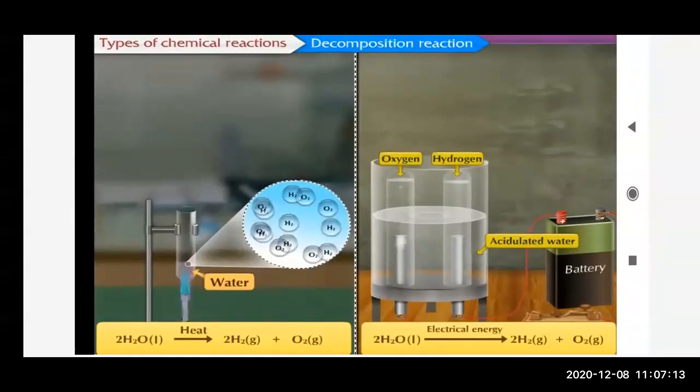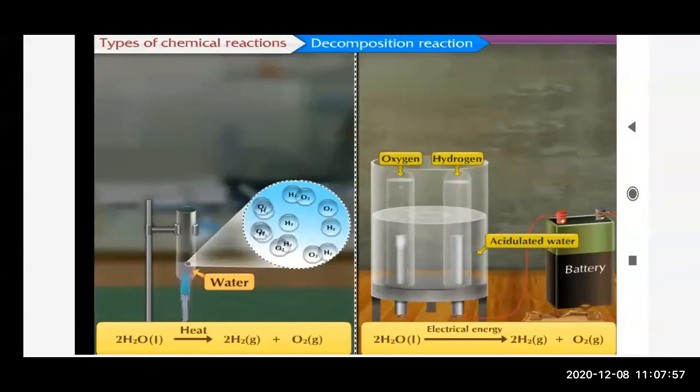So the two examples are there in front of you. The first one is of calcium carbonate, and the second one was of hydrogen peroxide. Now similarly, we'll see one more example. We have studied in the previous standard that water decomposes into hydrogen and oxygen gas on passing electric current through acidulated water. This decomposition takes place by means of electrical energy, and therefore it is called electrolysis.